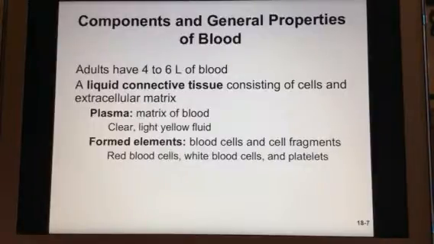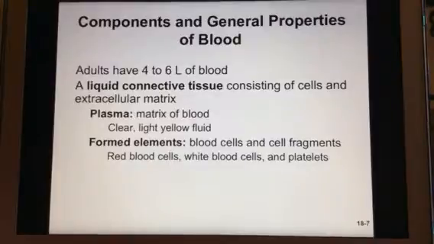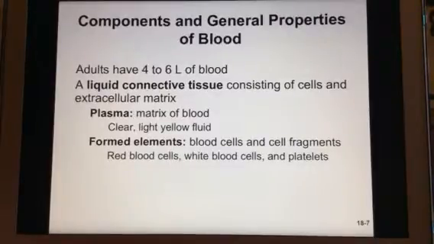So plasma is considered the matrix of the blood. And back in A&P 1, when you did cells versus matrix, it was very clear these were the cells, and then everything else was considered the matrix. Well, in blood, the plasma is the matrix. It is a clear, light yellow fluid, and within that, we see our cells.